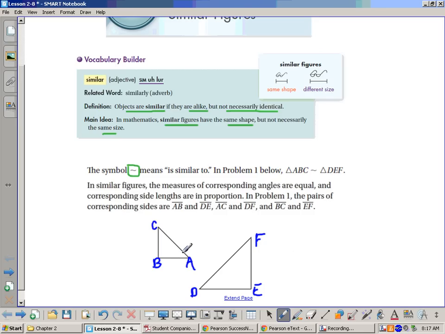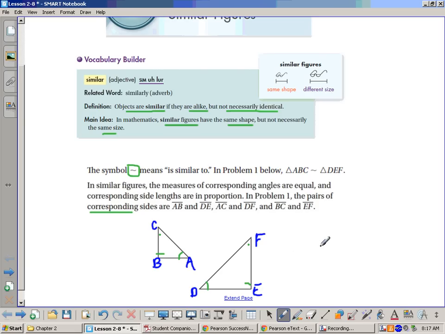So angle A here would be the same measure as angle D down here because they are what we consider corresponding angles. Corresponding just means that they are located in the same location. So angle A and angle D are corresponding angles, just like angle C and angle F, and angle E here and angle B here.